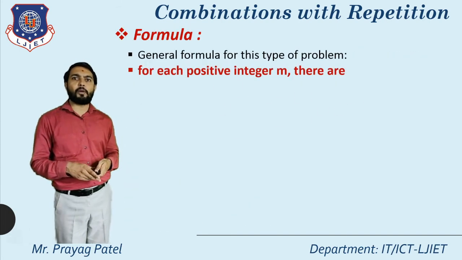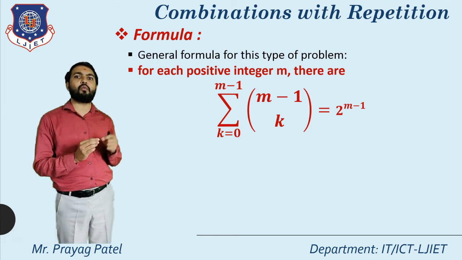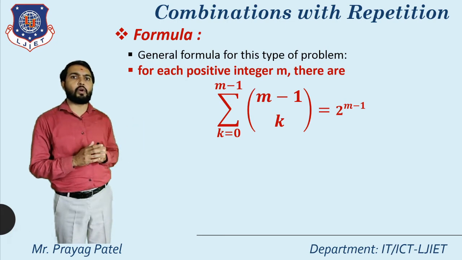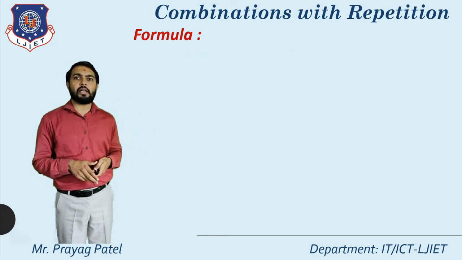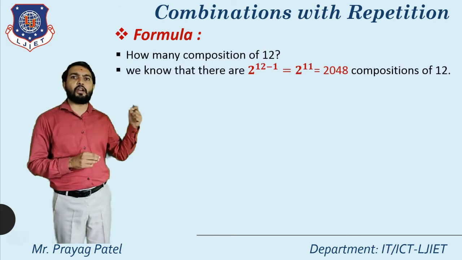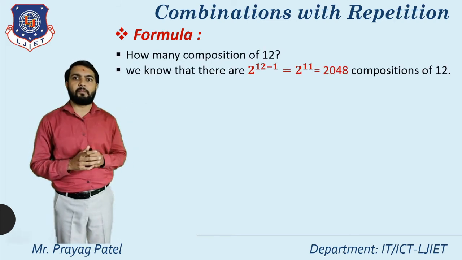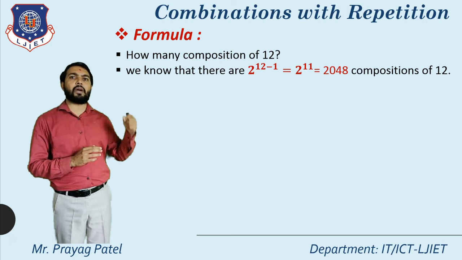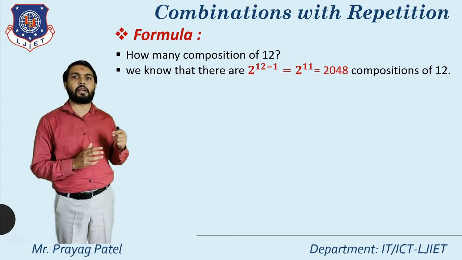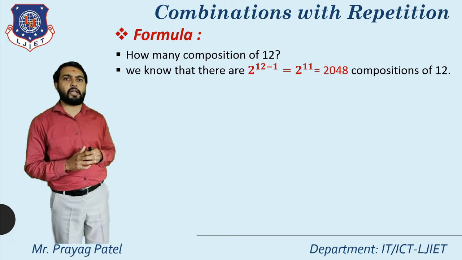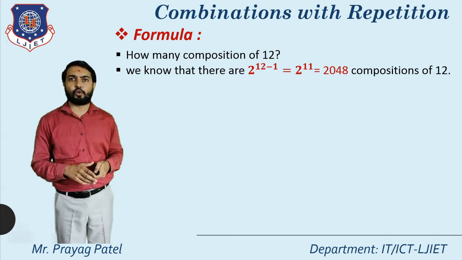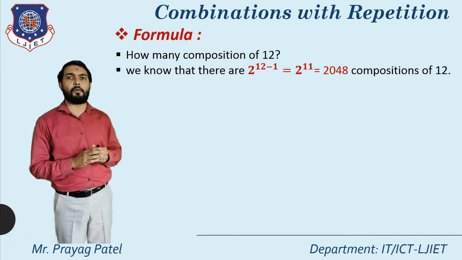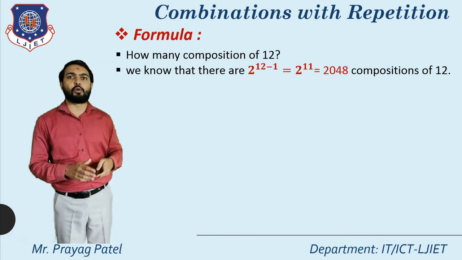Now the common formula for this type of problem is the sum over k equal to 0 to m minus 1 of C(m-1, k), that means the total is equal to 2 raised to m minus 1. So using this formula we can find the number of compositions of 12. How many compositions of 12 are possible? We find this using the 2 raised to m minus 1 formula. So 2 raised to 12 minus 1, that means 2 raised to 11, is equal to 2048 compositions possible for the value 12. A composition of 12 means x1 plus x2 plus x3 and so on, with the total equal to 12.